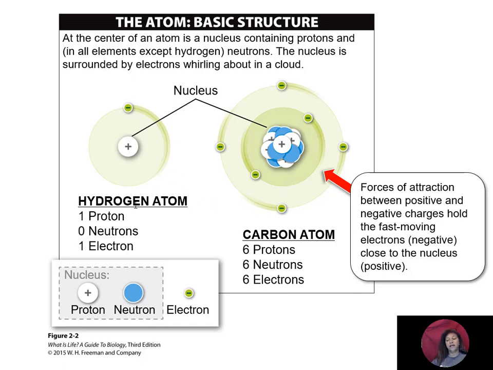So here we're looking at the hydrogen atom. We see it has 1 proton, it has 0 neutrons, and it has 1 electron. Here we're looking at the carbon atom. We see that it has 6 protons, it has 6 neutrons, and 6 electrons.